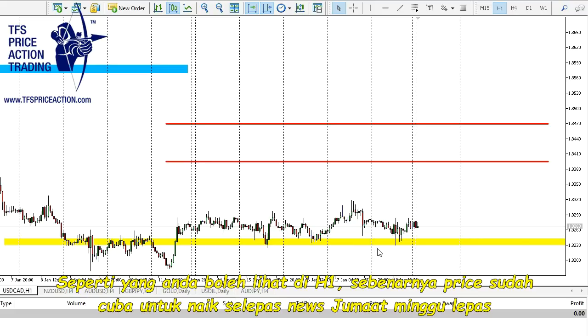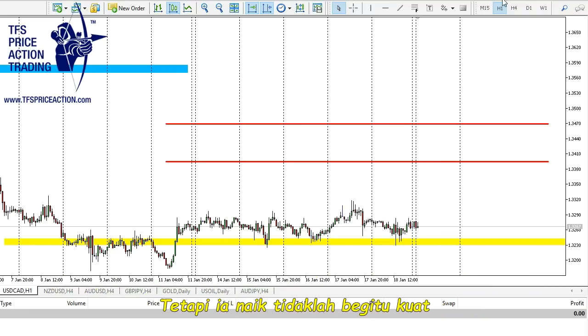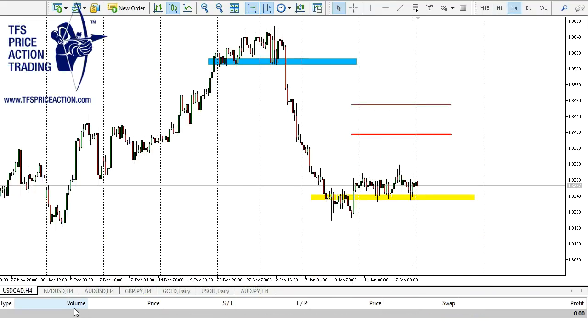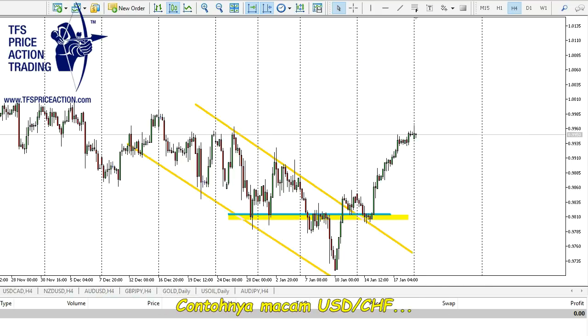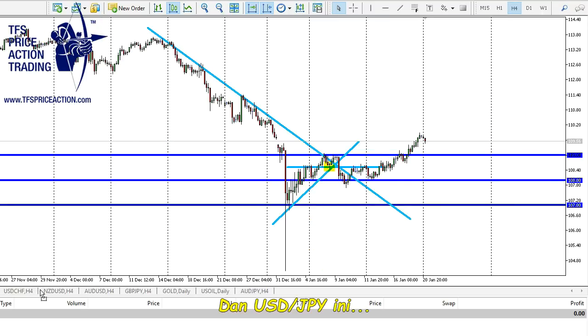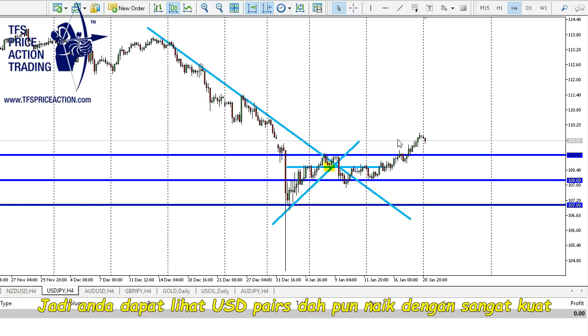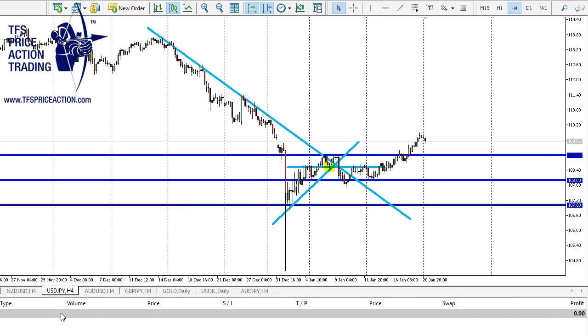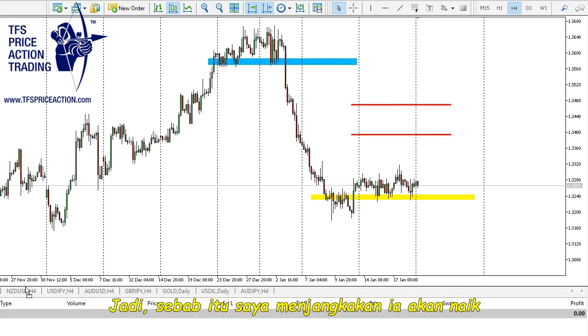So as you can see from H1, actually the price has tried to move up after the news last week on Friday, but it doesn't go up so strong. And then if you see other USD pairs, for example like USD CHF and USD JPY here, you can see that the US dollar pairs have already gone up very strongly. USD CAD is yet to move, so I'm expecting the price to go up.